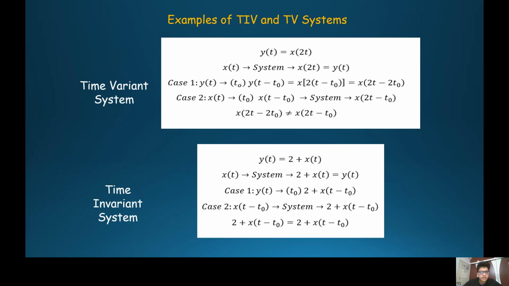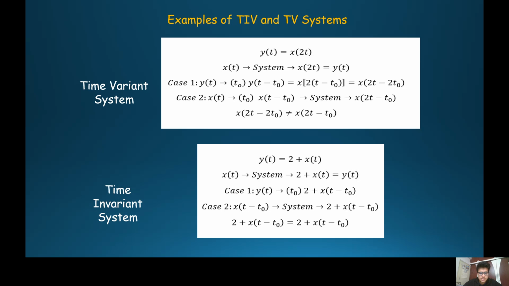In the second case, the input signal x(t) is delayed by certain time t naught. So we have x(t minus t naught), which is fed to the system, and the final output is x(2t minus t naught). One thing we must note here is that the constant 2 is only being multiplied to the variable time t and not the constant t naught. Since output of both the cases are not equal, we say that this is a time variant system.